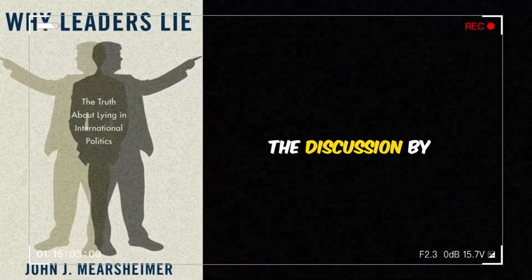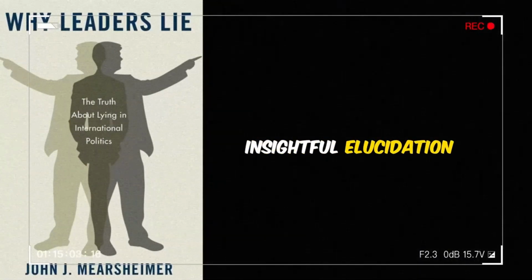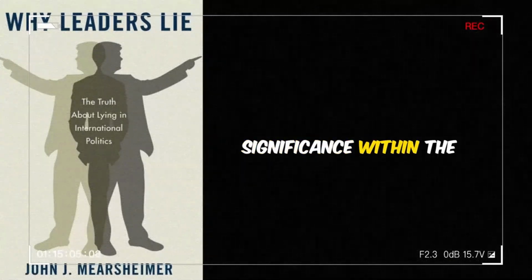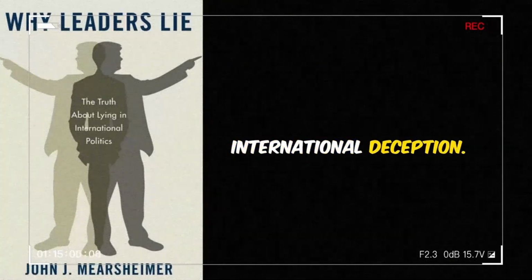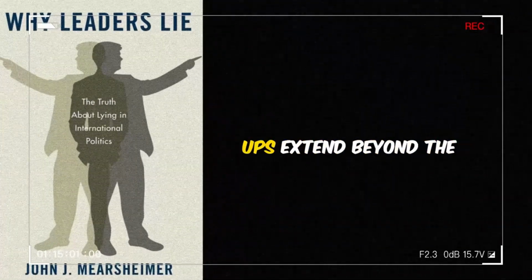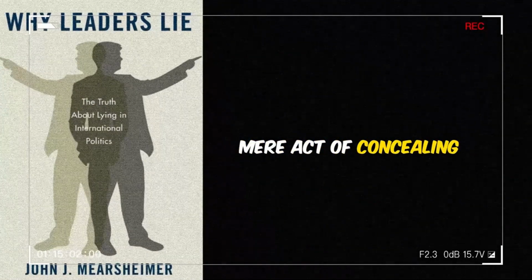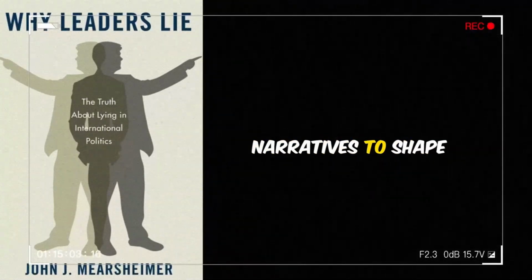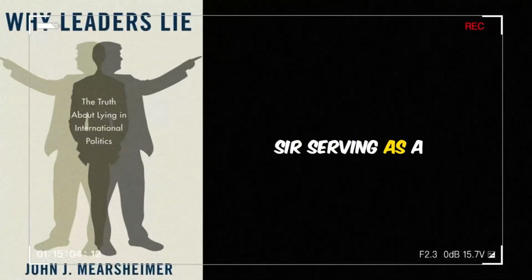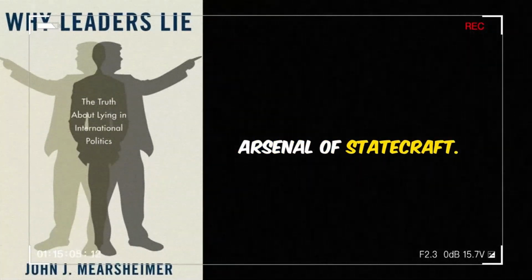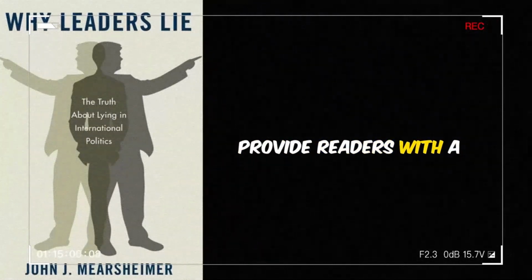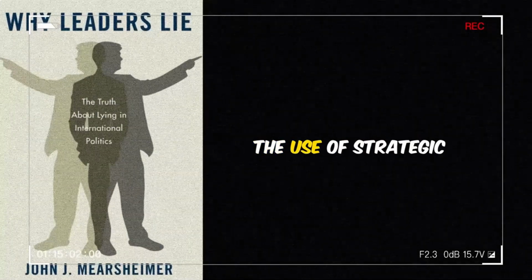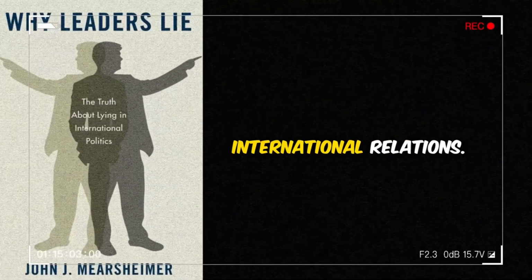Mearsheimer initiates the discussion by offering a clear and insightful elucidation of the concept of strategic cover-ups and their profound significance within the broader framework of international deception. He emphasizes that cover-ups extend beyond the mere act of concealing past actions. They often encompass the manipulation of information and narratives to shape perceptions and outcomes, serving as a powerful tool in the arsenal of statecraft. The chapter proceeds to provide readers with a series of compelling historical case studies that vividly illustrate the use of strategic cover-ups in international relations.